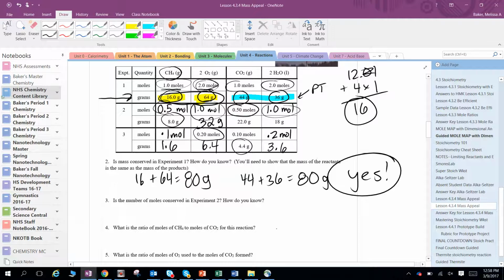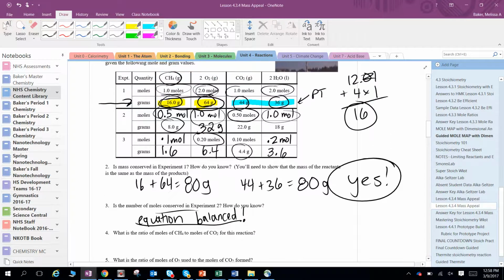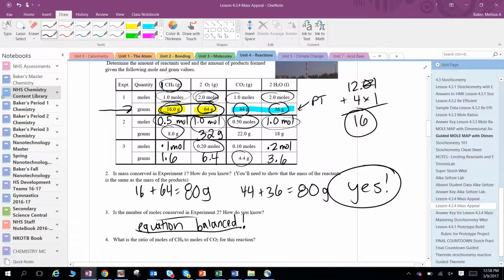How about moles? Well, yes, the moles were added up to be the same on the left as on the right, but really what's important here is that the equation is balanced, because the moles aren't always going to be conserved. It's all about how many moles of atoms there are. So I just want to make that clear. What is the ratio of CH4 to CO2? Check it out. For every 1 mole of CH4, you only make 1 mole of CO2. I'm going to highlight those in green because there's just one of those.